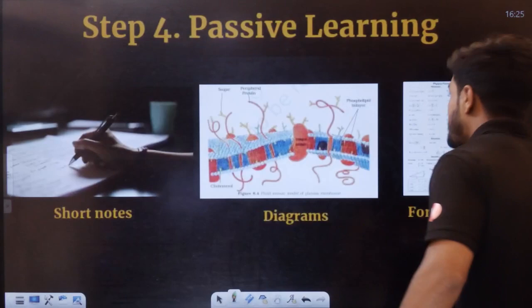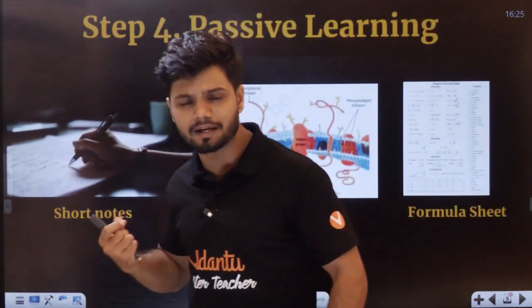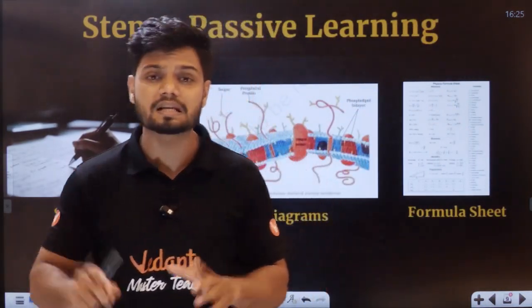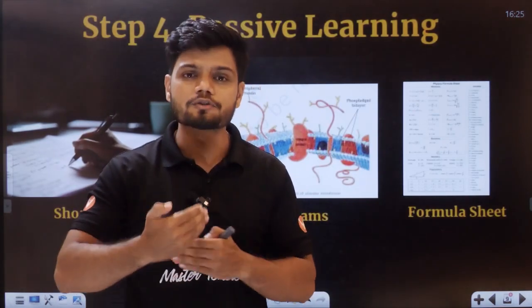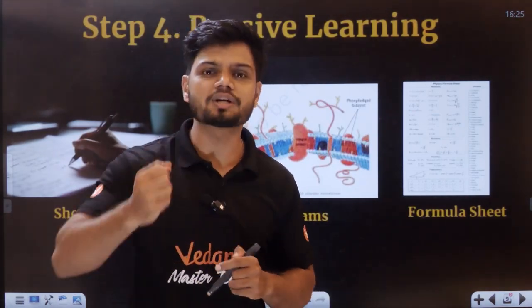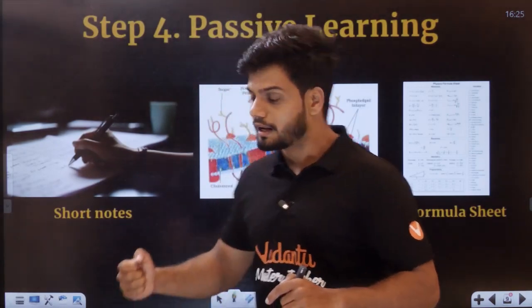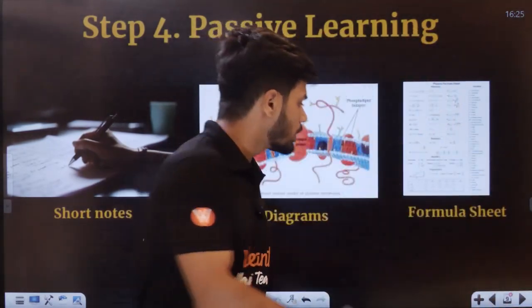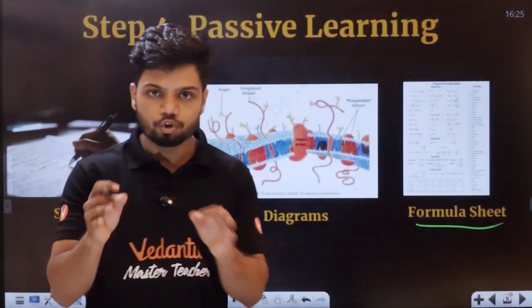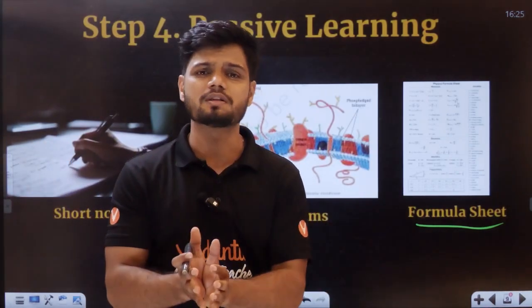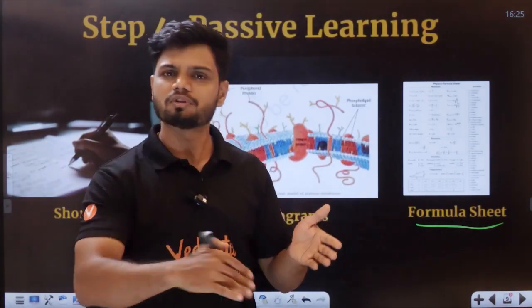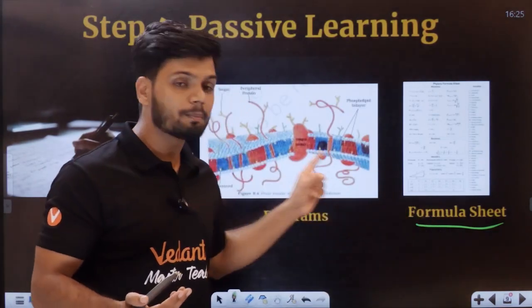Now, students, step number 4 is called passive learning. But passive learning doesn't mean just reading the same paragraph 10 times. No. There are alternatives for passive reading. For example, flashcards, short notes, learning from diagrams, learning from your formula sheets. So use these other forms of passive methods rather than just reading the same concept 10 times. No, it doesn't work like that.